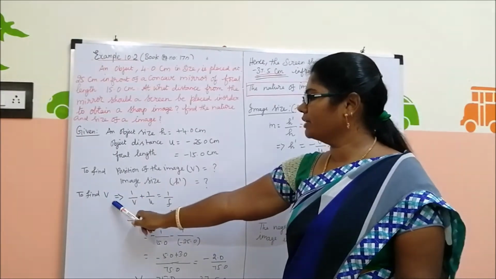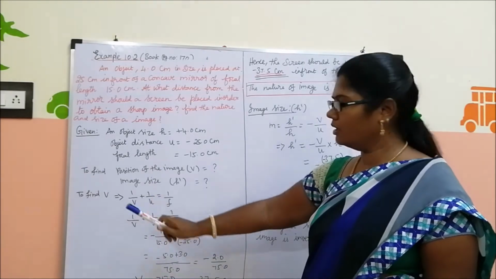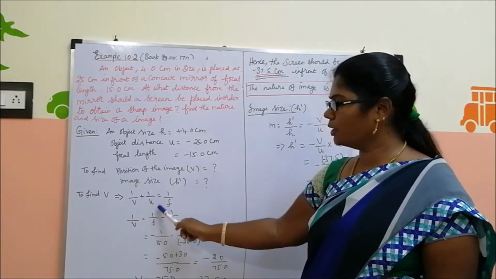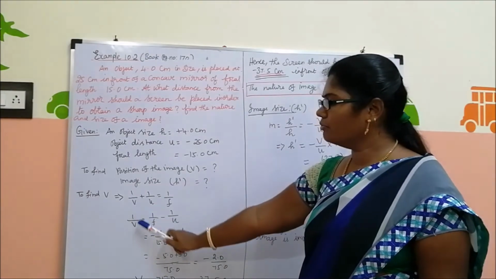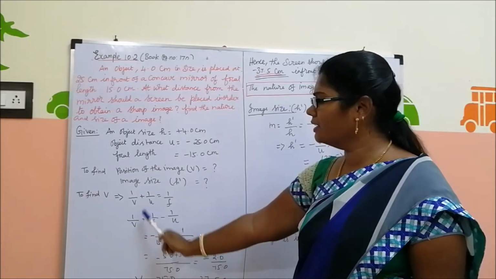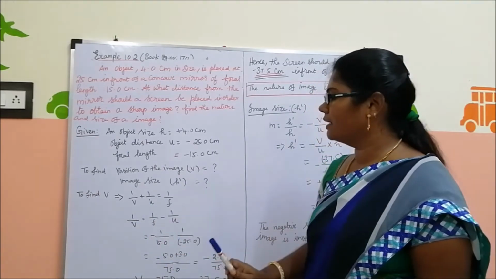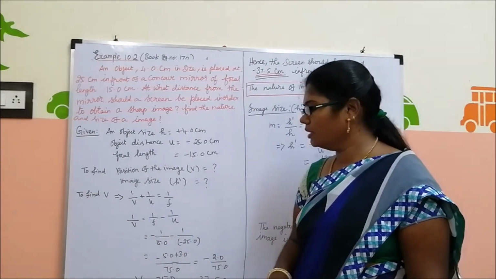Now to find the value of v, that is the distance of the image, we are using the mirror formula, that is 1 by v plus 1 by u is equal to 1 by f. We need the value of v. So we are keeping 1 by v on the left hand side and getting 1 by u on the right hand side. So 1 by v is equal to 1 by f minus 1 by u.